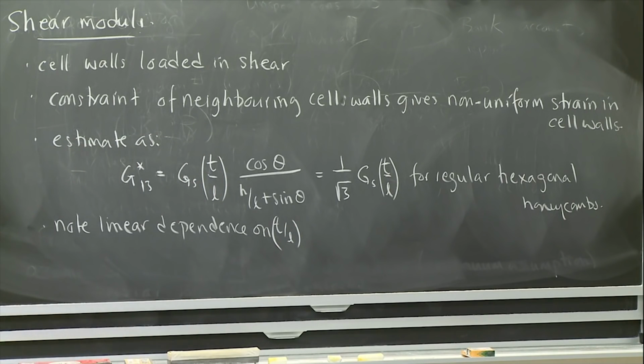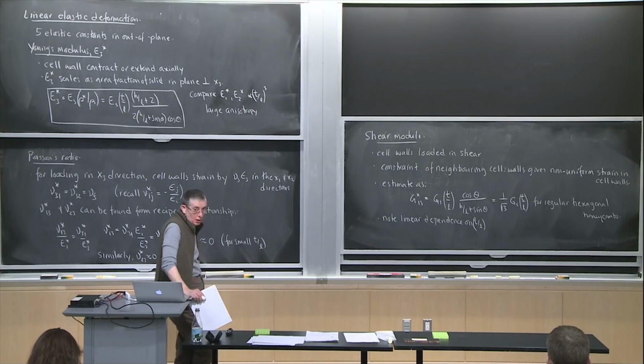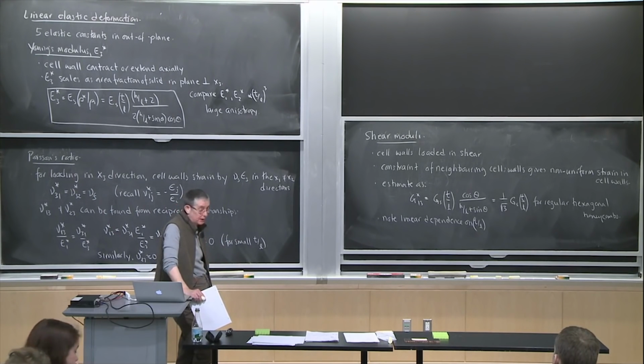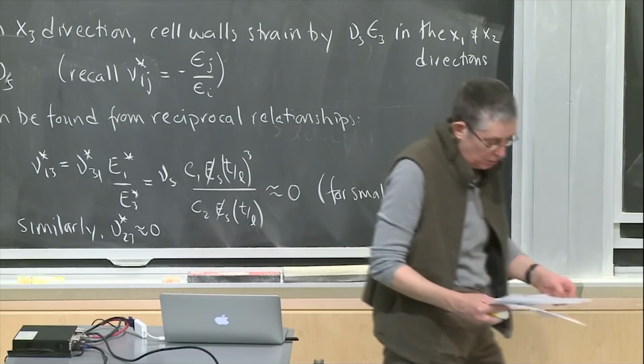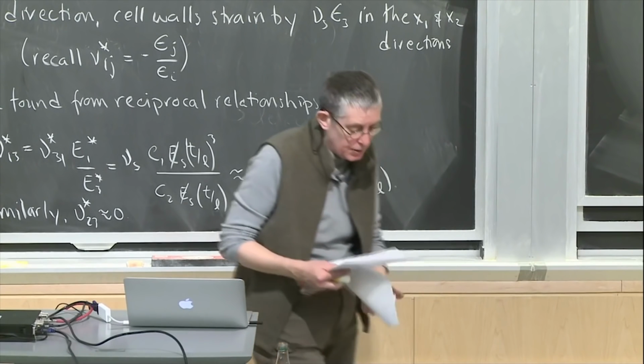And in the book, there's a method using upper and lower bounds that gives an estimate for G23. I'm not going to go into it. I just want you to notice that the shear moduli go as T over L, just like the Young's modulus does. And Sardar, who's sitting in the back there, has done even more involved calculations and analysis of the shear moduli of the honeycombs in this direction. So I'm not going to go into all the gory details on that.